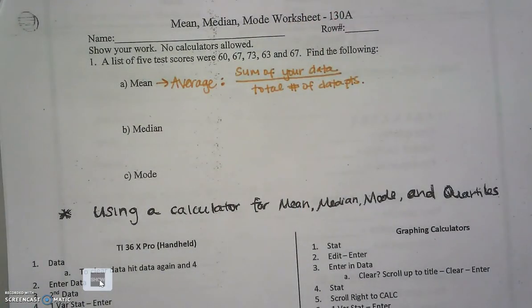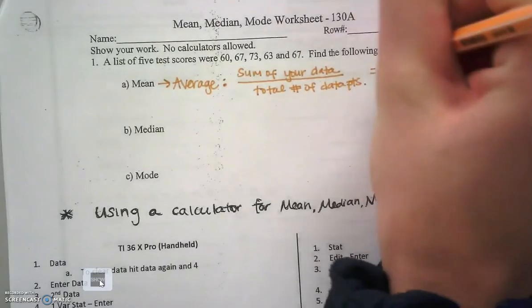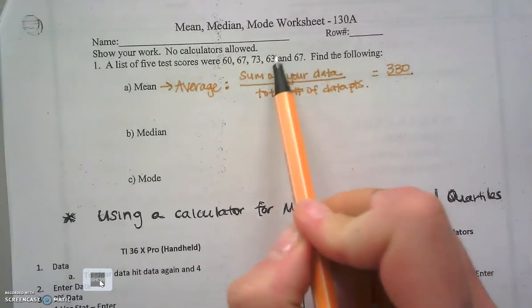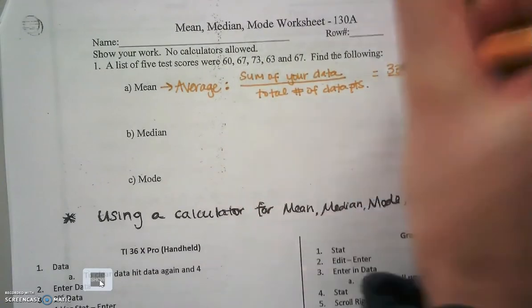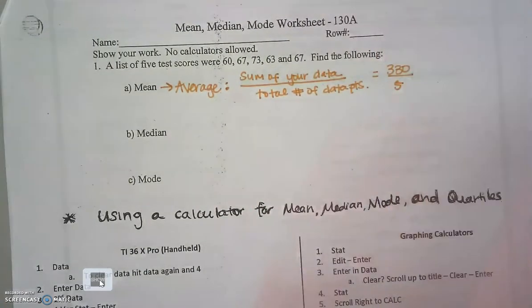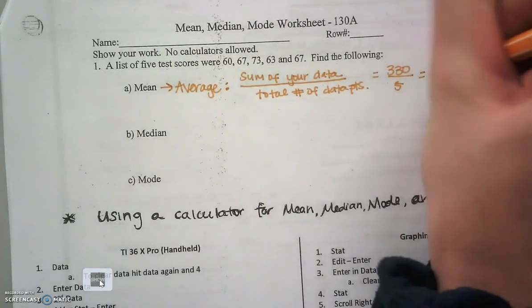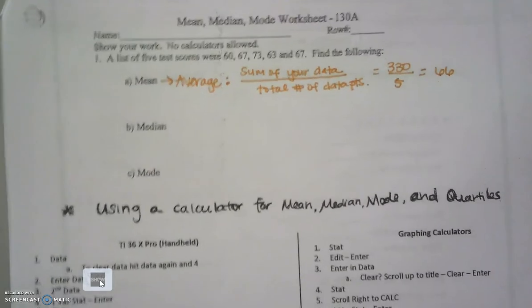Okay, so we're going to take 60 plus 67 plus 73 plus 63 plus 67. That's going to get me 330. And I'm going to divide it by 1, 2, 3, 4, 5. So my mean, my average, is 66.